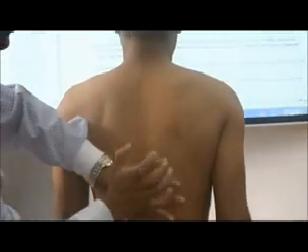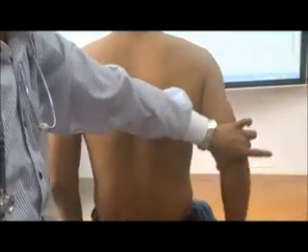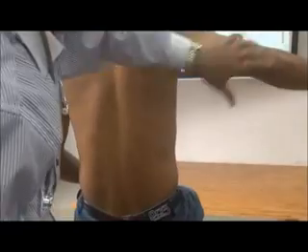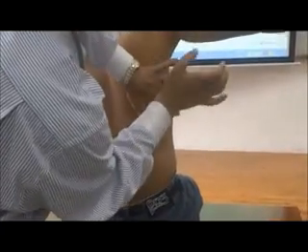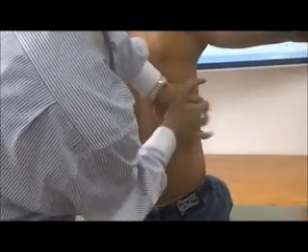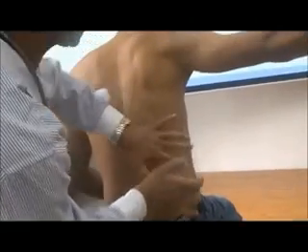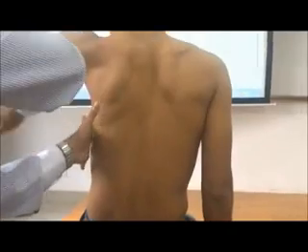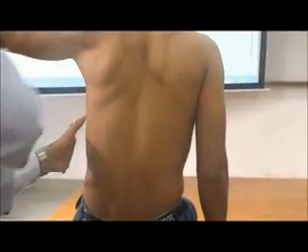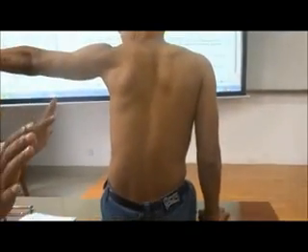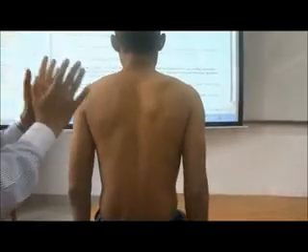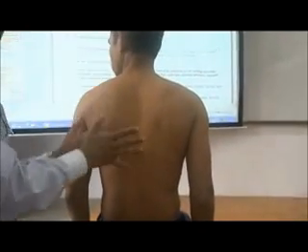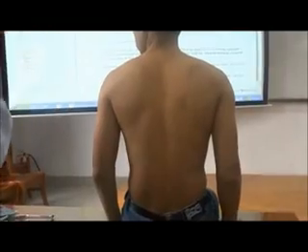Like this way you need to check, and then you need to check the mid-axillary line. Put your hand like this, and in the mid-axillary line compare to the opposite side also. Is that clear? This is palpation and percussion, and then you need to do the auscultation.